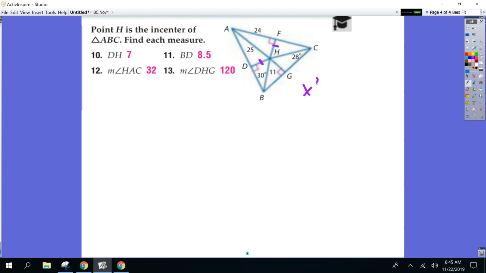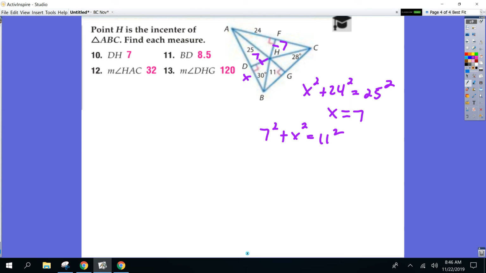So I can say x squared plus 24 squared equals 25 squared. And I believe you get 7 out of that. All right, that's 7. That means HD is 7. Now you tell me, can I find DB? This is part of a right triangle. How many sides do you know of this right triangle now? 2. So I could say 7 squared plus x squared equals 11 squared. And then I find BD. And again, we could see something similar to it.